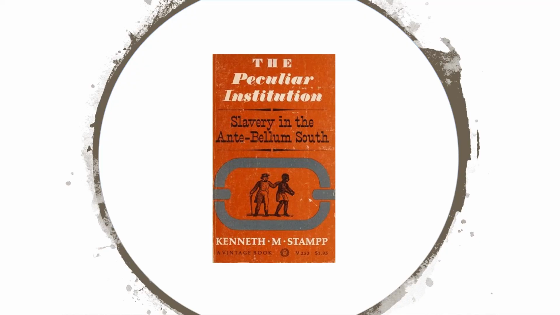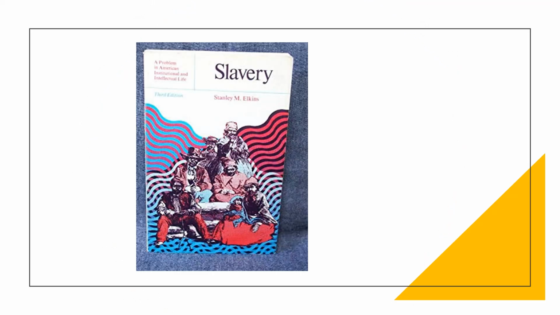Not so much. Slaves as victims reached their peak with a book that was published the next year, 1959. This is Stanley Elkins's Slavery. Slavery talked about a complete and total closed environment of the system. And the subtitle of the book is The Problem in American Institutional and Intellectual Life.